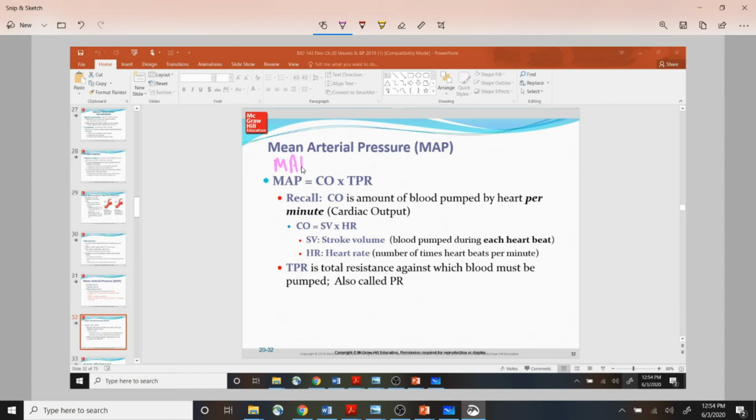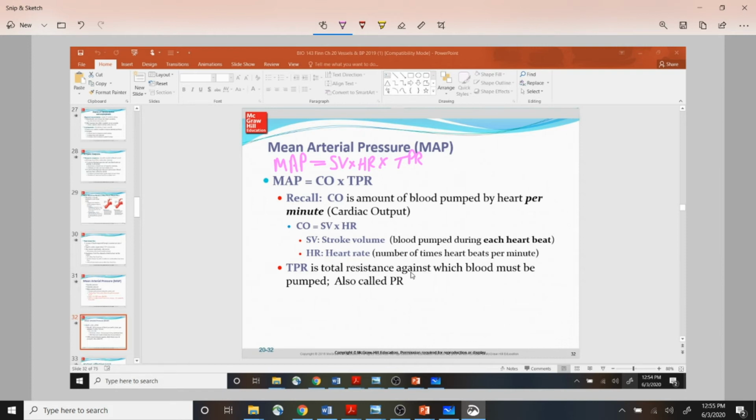We're going to expand this. So remember, cardiac output is the amount of blood pumped by the heart per minute, and we can calculate that by knowing the stroke volume, how much gets pumped per heartbeat, times the heart rate. We talked about that in chapter 19. But what is total peripheral resistance?